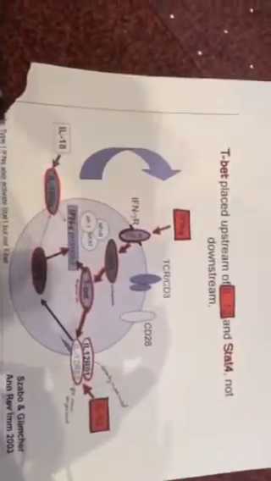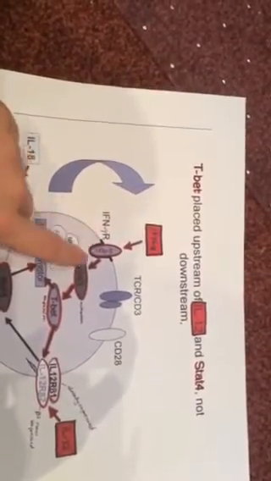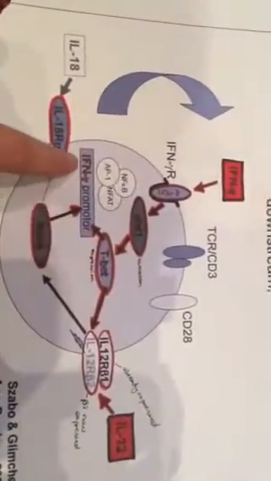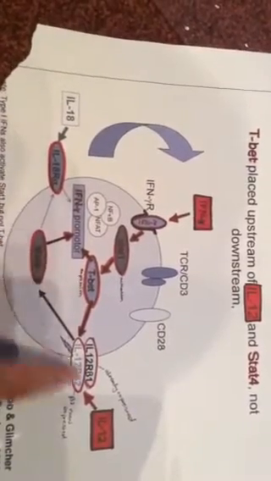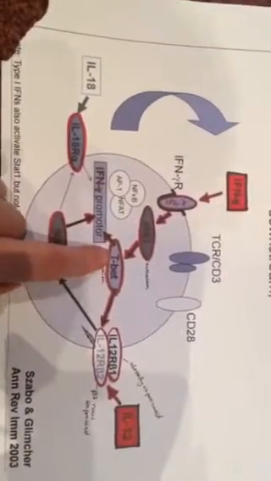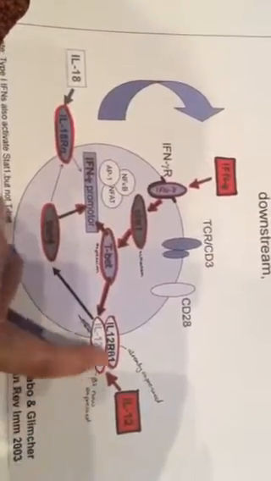helper 1 cell differentiation. So, first of all, interferon gamma enters the interferon gamma receptor of the naive T cell, which then activates STAT1 and then causes the expression of T-bet. T-bet then activates the interferon gamma promoter and hence more interferon gamma back around the loop. If we read the sentence at the top, T-bet is placed upstream of the IL-12 and STAT4, not downstream. So the T-bet basically helps form the IL-12 receptor beta 2, which is now expressed.